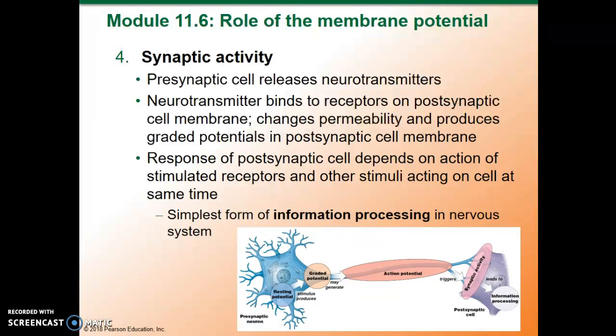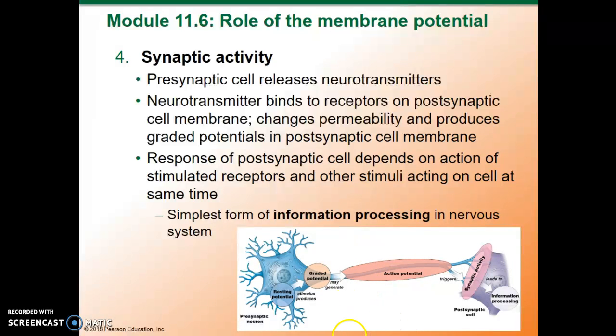That postsynaptic cell is then going to respond depending on the changes, the graded potential. And this is the simplest form of information processing in the nervous system. An example of this would be the neurotransmitter that's released may be inhibitory or may be excitatory. But keep in mind that many, many neurons may synapse with a single neuron.